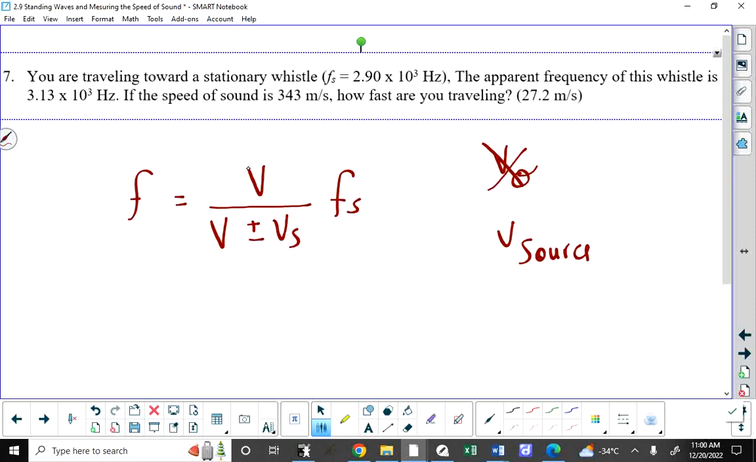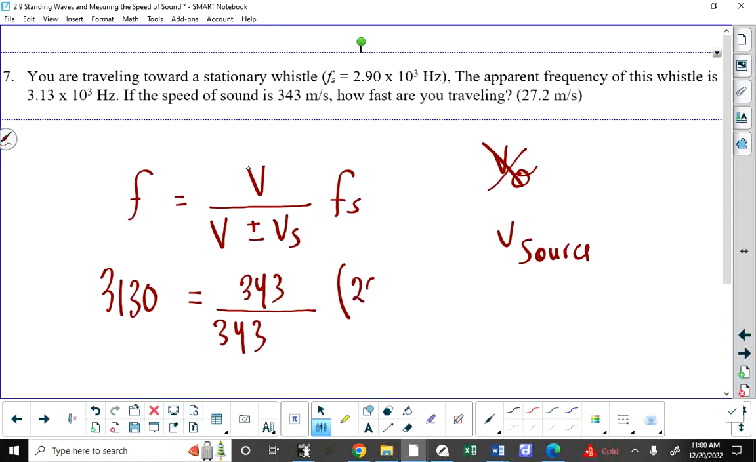So what do we know? We know that this is 3,130. That's what 3.13 times 10 to the 3 is. We know that the speed of sound is 343. We know that the frequency of the whistle is 2,900, objectively speaking. And then we have this plus or minus, what is in fact going to be our answer, right?